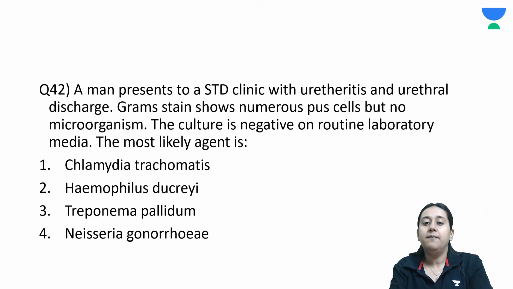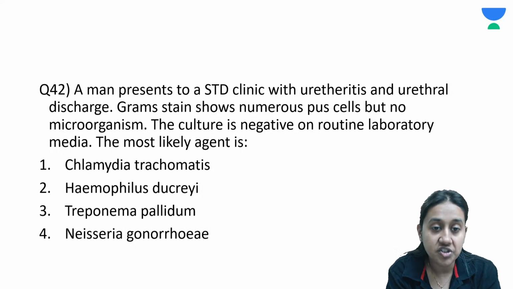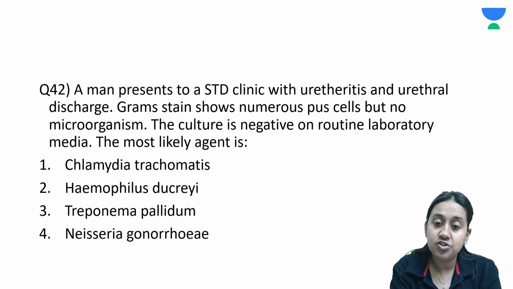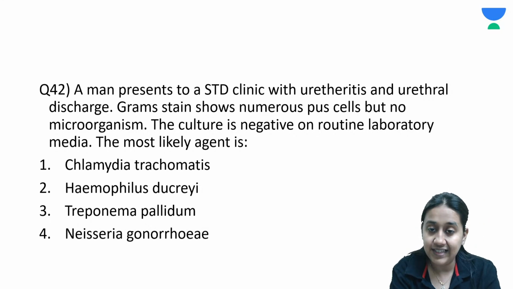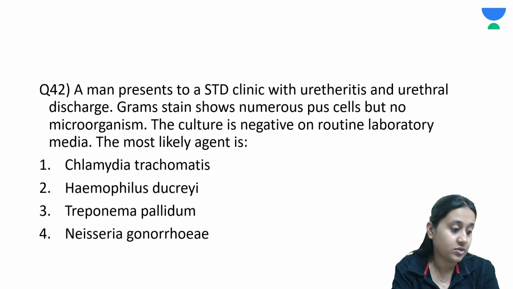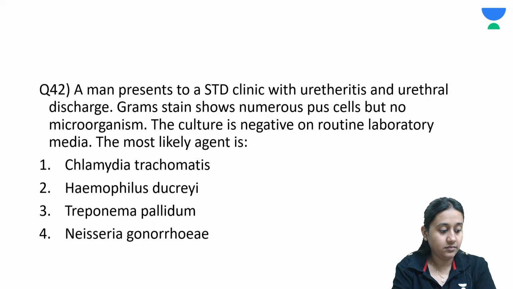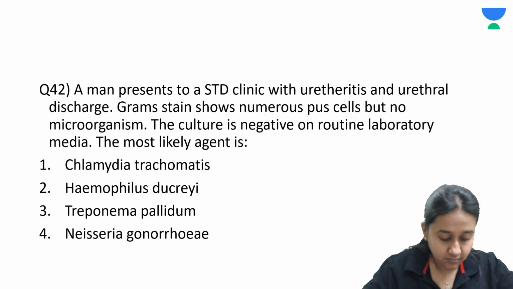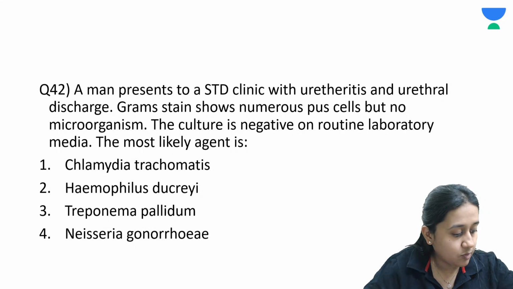Men presented to STD clinic with urethritis, discharge. Gram stain shows numerous pus cells but no microorganism. Culture is negative on routine laboratory. What is the most likely agent?